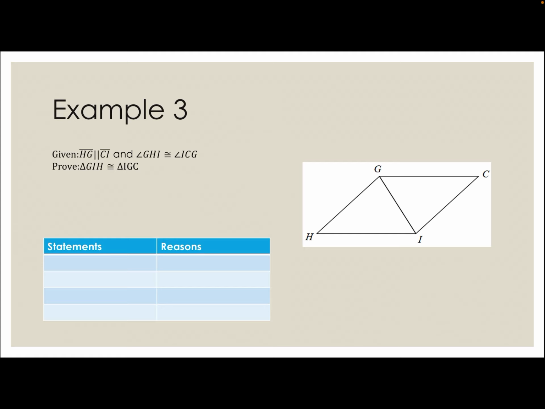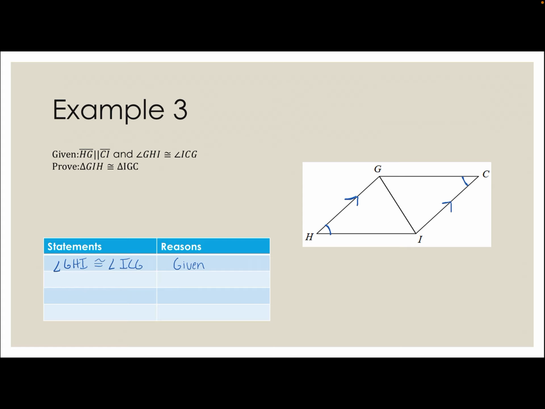So in this diagram, we're given that HG is parallel to CI. And we know that angle GHI, so angle GHI is this angle, is congruent to angle ICG. So we have that angle. So we're going to write that in. First, we're going to write in angle GHI is congruent to angle ICG. That reason is given.